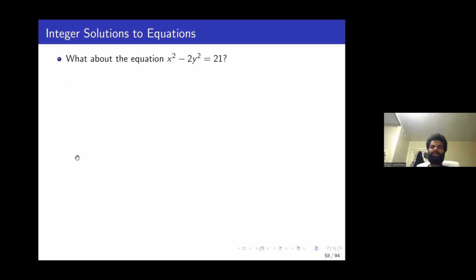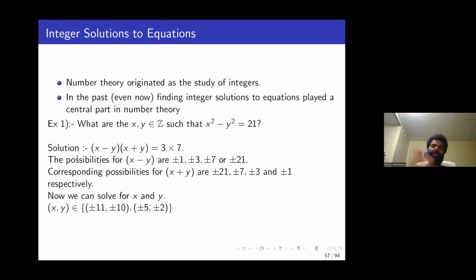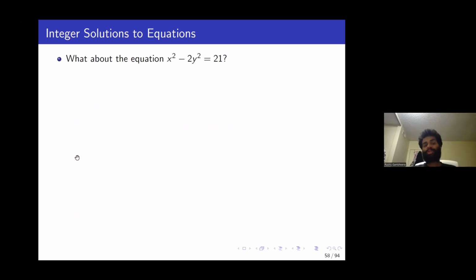Okay, let me change the equation a little bit. So here it was x squared minus y squared equals 21. Now I'm looking at this equation, x squared minus 2y squared equals 21. So a slight change of coefficients makes things really different.